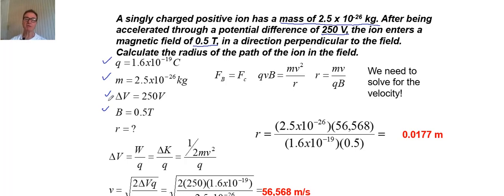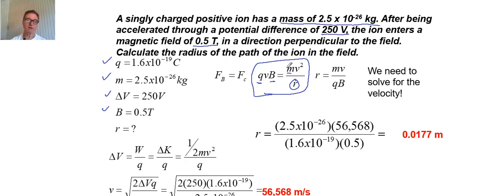Well, it's going to go in a circular path. We're looking for R. So ultimately, we're going to use this equation here. Well, what do we know? All right. We know B, and we know Q. We're looking for R, and we also know M, we're told the mass. We do not have the velocity, so we need to figure out what the velocity is.